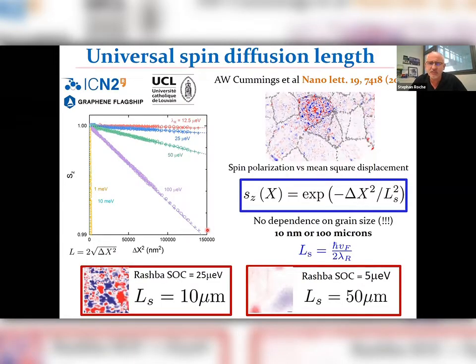Essentially, as we could show theoretically, the spin diffusion length does not really depend on the sources of scattering or the strength of scattering, because in these polycrystalline morphologies, it turns out that it is just related to the spin-orbit coupling strength that is induced by the substrate on which graphene is deposited.